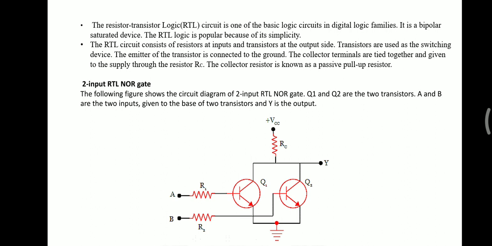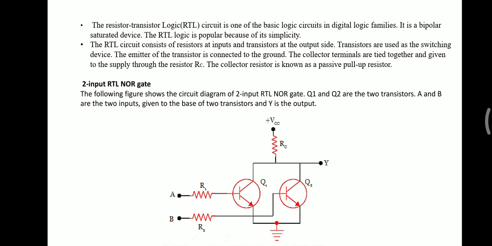Here the RTL circuit consists of resistors at the input and transistors at the output side. We have two inputs A and B, and a single output, that is Y. Transistors are used as a switch. Normally we know transistors are mainly used as a switching device. Here we are using two transistors, and at the input side we have resistors connected, and from the transistors we are taking the output at the output side.